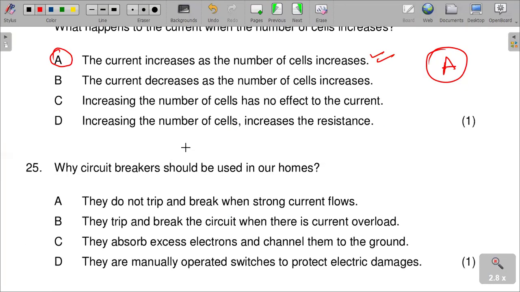Why should we use circuit breakers in our homes? They actually trip and break the current when there is current overload, which is B is correct.